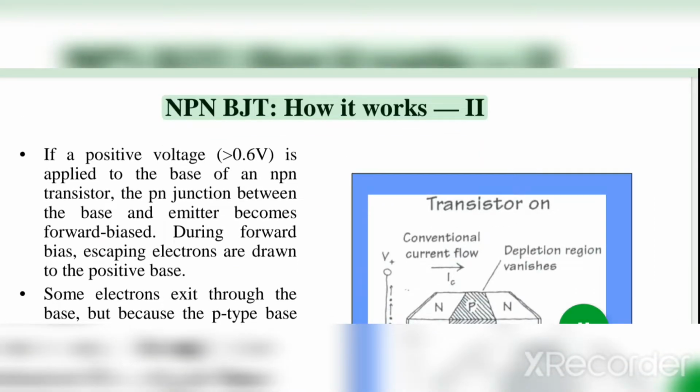NPN BJT, how it works II. If a positive voltage of 0.6 volt (V) is applied to the base of an NPN transistor, the PN junction between the base and emitter becomes forward biased. During forward bias, escaping electrons are drawn to the positive base.